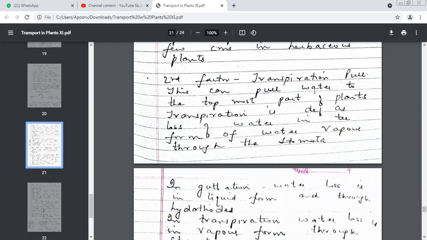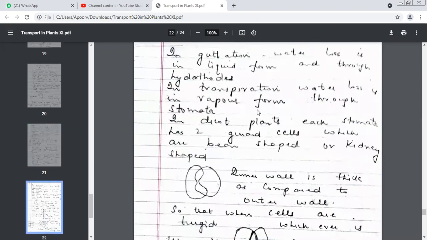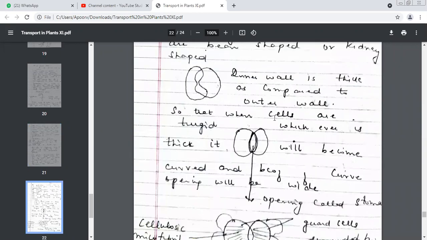Then we've defined transpiration. Transpiration is defined as the loss of water in the form of water vapor through which structures? Stomata. Very good. So this was just a quick revision of the two differences between guttation and transpiration. In guttation, water loss is in which form? Liquid form, through structures called hydathodes. But in transpiration, water loss is in vapor form and it is through stomata.